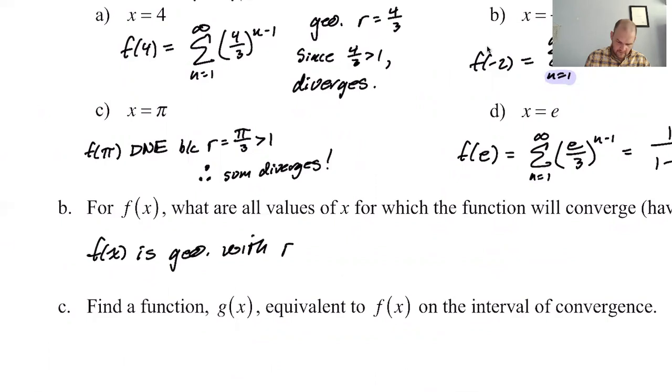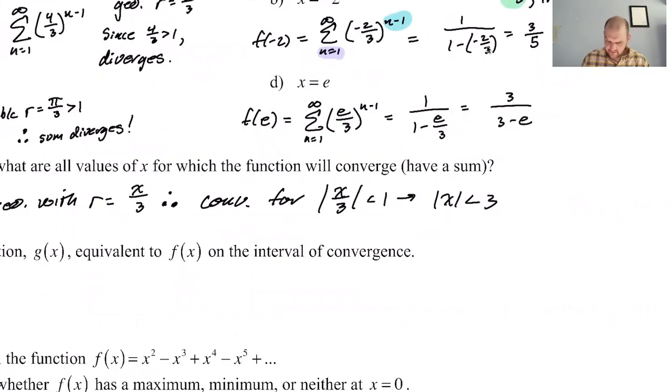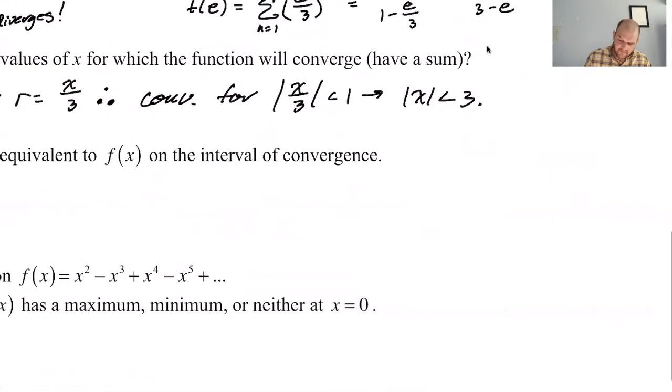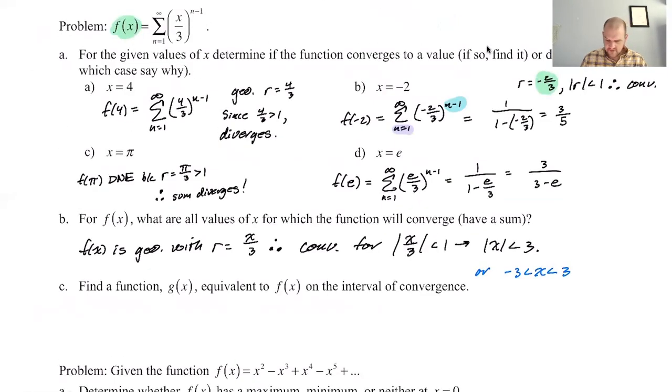With r equal to x over 3, the series converges for the absolute value of r, so the absolute value of x over 3 less than 1, which is the same as the absolute value of x less than 3. You could totally leave it like that, which I'd be fine with. Or you could go a step farther and say -3 to 3. So we're definitely going to have a sum every time the value you're trying to sub in is between -3 and 3.